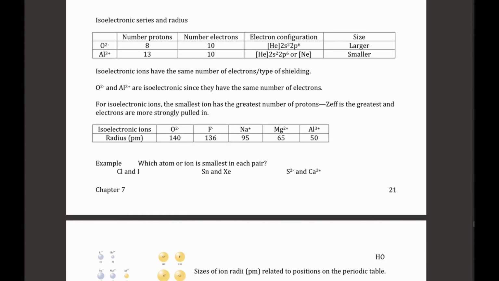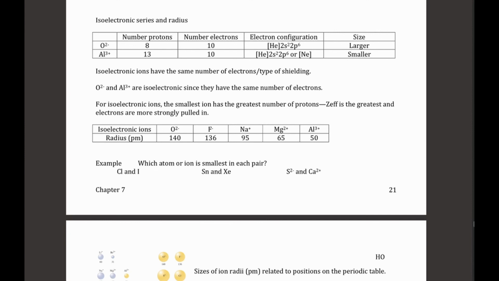Isoelectronic. So two isoelectronic atoms or ions have the same number of electrons. So they have the same kind of shielding going on. O2 minus and Al3 plus, if you look at the electrons, they both have 10. Of course, oxygen has gained 2, aluminum has lost 3. If you look on the periodic table, they both have the electron configuration of neon. They would be isoelectronic with neon as well.